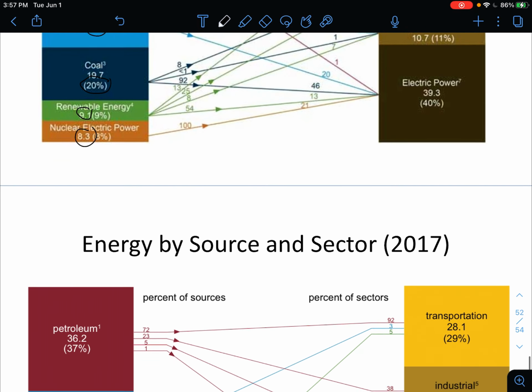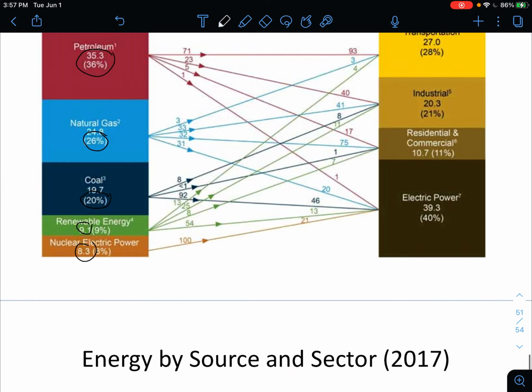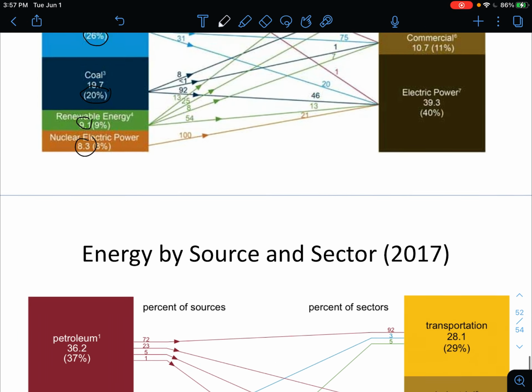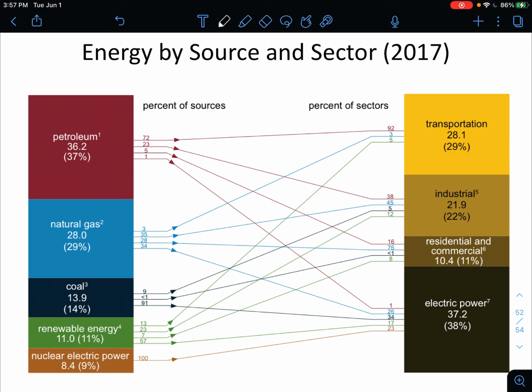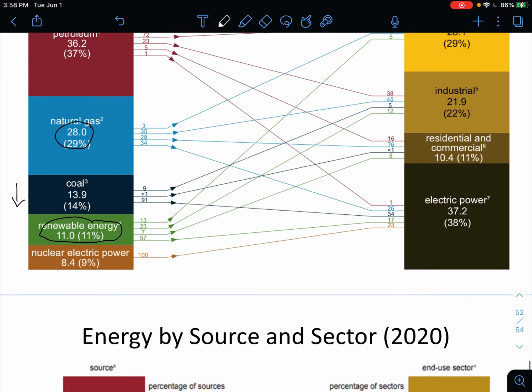Then if we jump to 2017, you can see that natural gas increases considerably and coal drops off considerably. So some of the pickup is in natural gas, some of it is in renewable energy. Nuclear stays pretty much the same, but coal usage went down a whole lot from 2011 to 2017. The breakdown of usage, again, pretty similar.